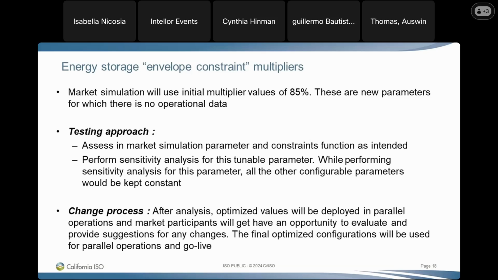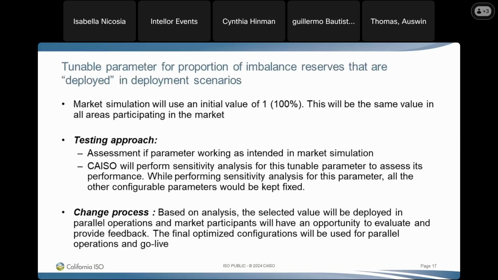The next parameter, or let me pause here. We've covered 2 parameters to see if there are any questions.